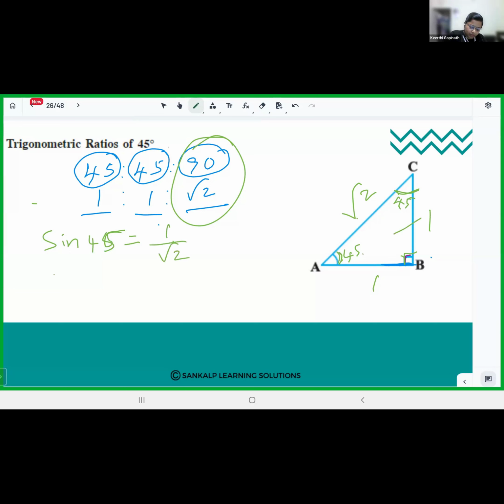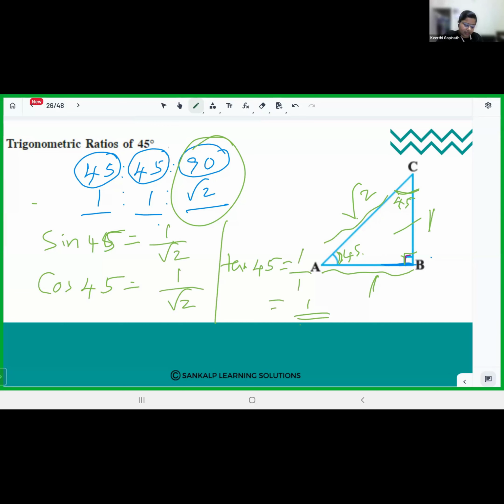What is cos 45? Cos 45 is equal to, take the adjacent side, that is also 1 by, what is the hypotenuse? Root 2, 1 by root 2. And what is tan 45? Tan 45 is opposite by adjacent. What is the opposite side? 1. What is adjacent side? Again 1. 1 by 1 will give you 1.